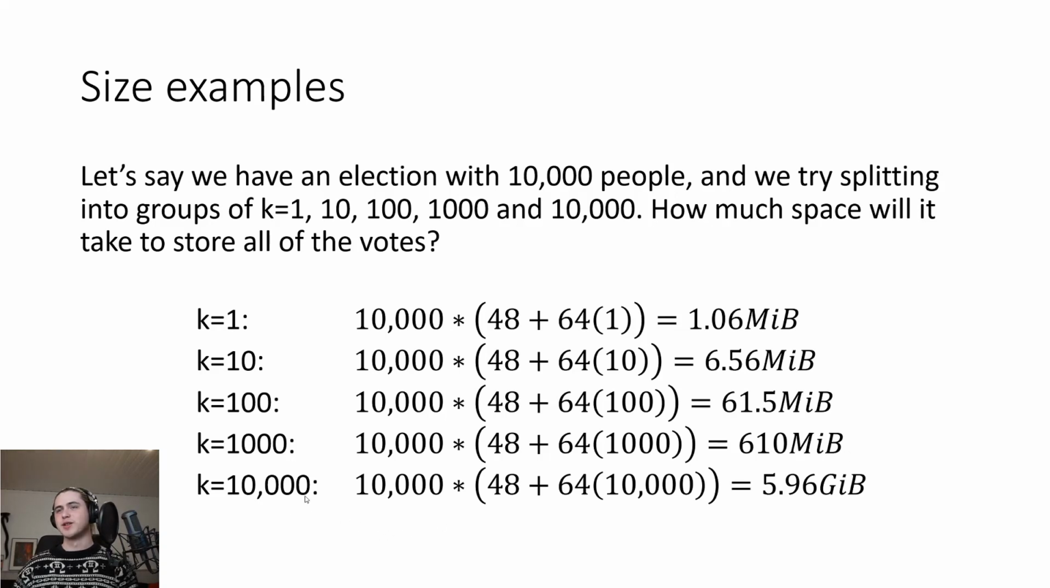And if you try to put everyone into a single ring signature, then as you can see, it's close to 6 gigabytes of storage needed, which is maybe not ideal, at least if you want to store it directly on the blockchain. It would probably be very expensive to do that. So it might make sense to consider something like IPFS or some external storage solution where we don't need to actually store the votes on the Bitcoin Cash blockchain. But yeah, that's pretty much what I wanted to show in this video.